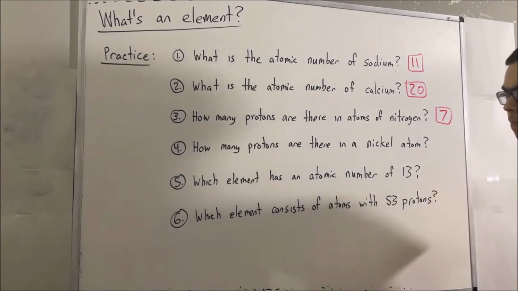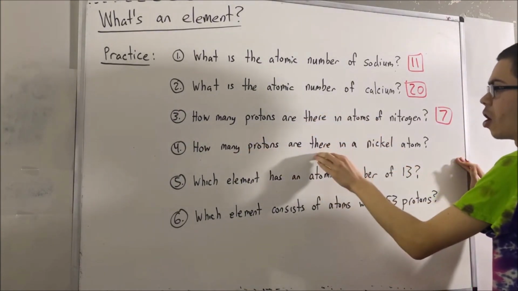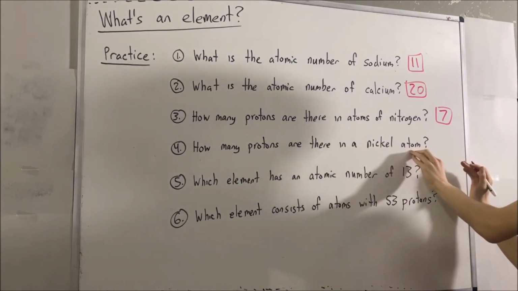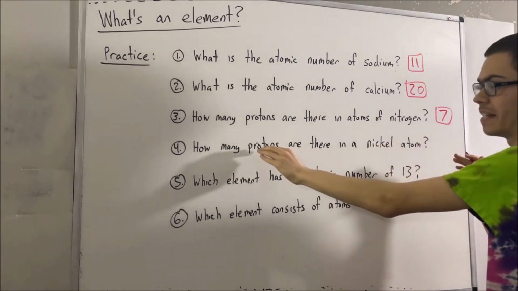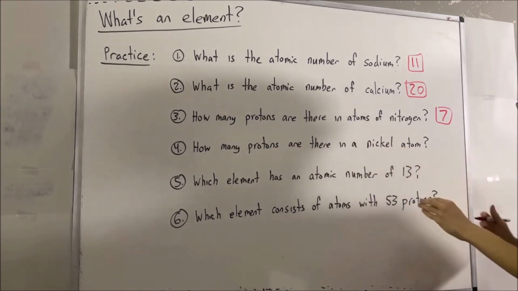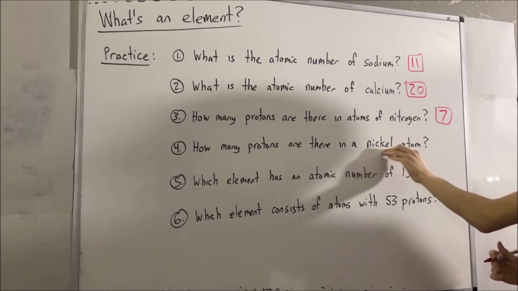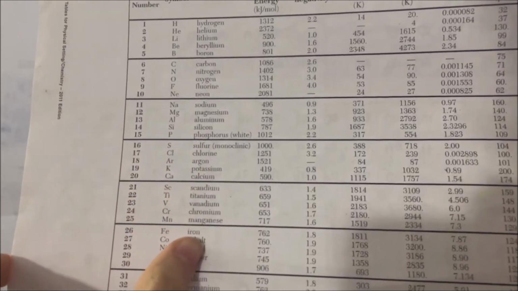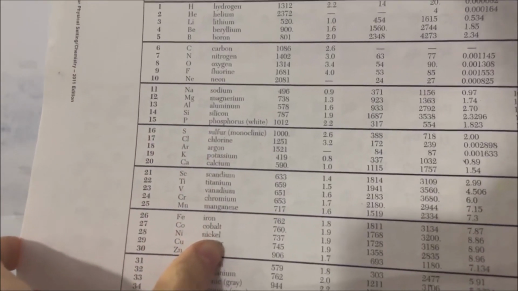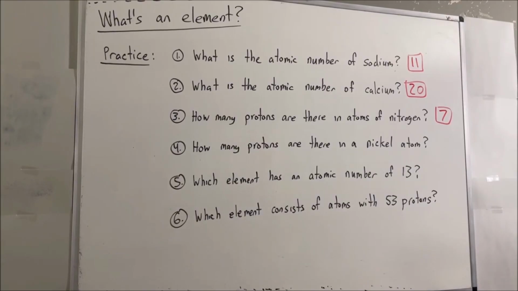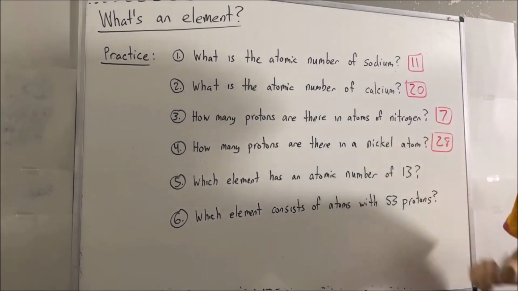Question 4. How many protons are there in a nickel atom? Again, this is really the same thing as the atomic number of nickel. So let's just go to table S and we'll look for nickel. If we go to table S, right, nickel's going to be a little bit further down, right? It's going to be right there. We see that the atomic number of nickel is 28. So the answer is 28.